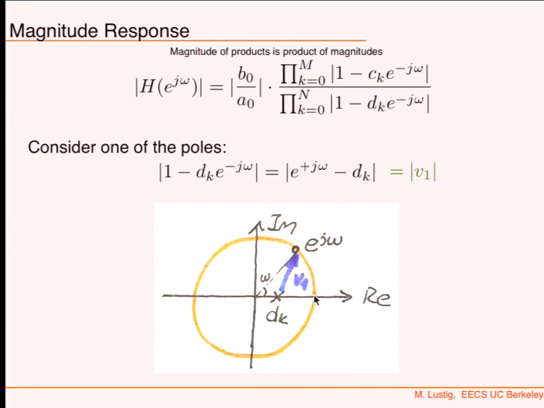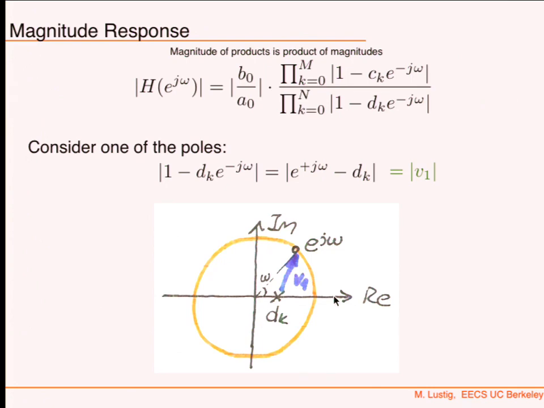and it's going to be inversely proportional to it. If I want to look at what the magnitude is going to be, it's going to be 1 over the magnitude of V1. If that's a pole. If that's a zero, it's just going to be V1. So poles that are closer to the unit circle make the vector V1 smaller, hence I'm going to get more gain. If the poles are further away, there's going to be less gain. If I have a zero, I'm going to get more attenuation when it's close and less attenuation when it's further away.